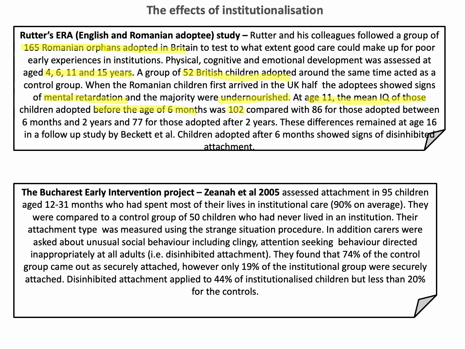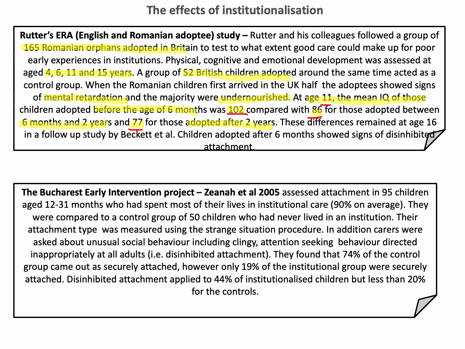So the mean was a high IQ of 102, compared to 86 if they were adopted a little bit later, so between 6 months and 2 years, and then as low as 77 for children adopted after 2 years. There are a lot of numbers there to remember, so I'm going to erase that and underline in red some of the main figures that you want to be remembering.